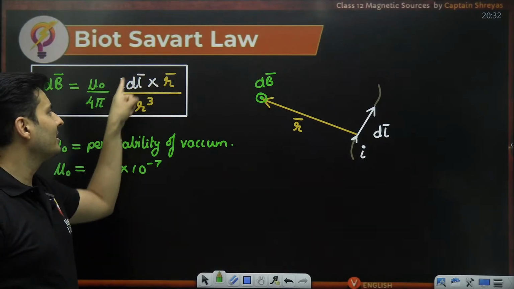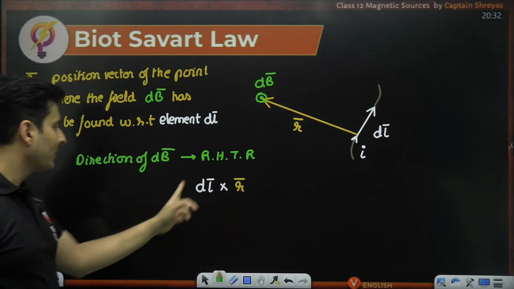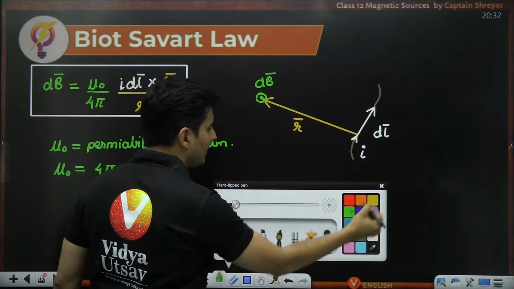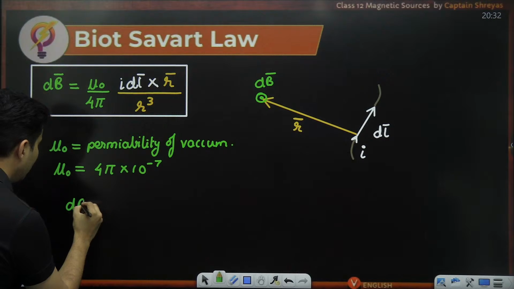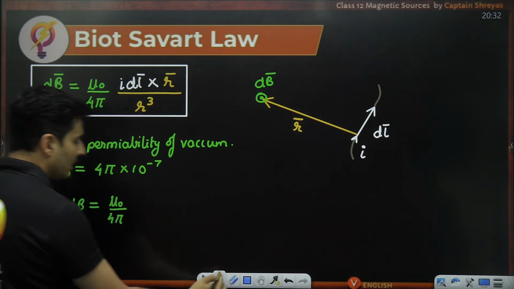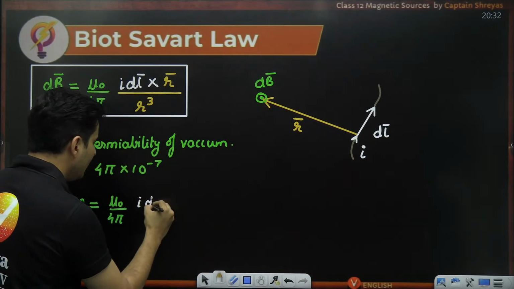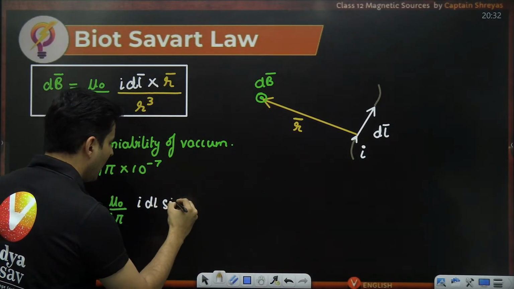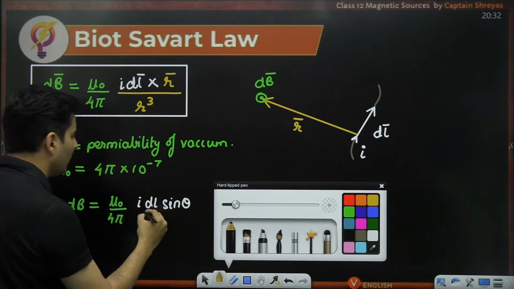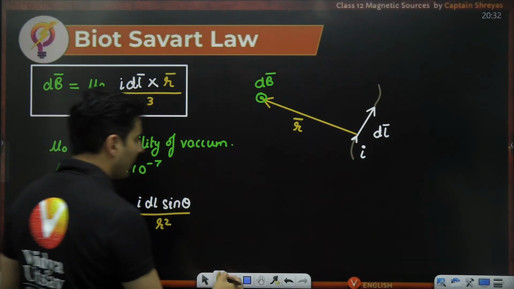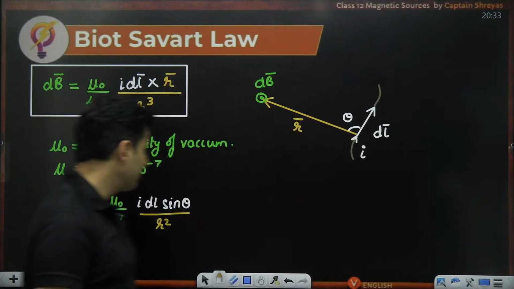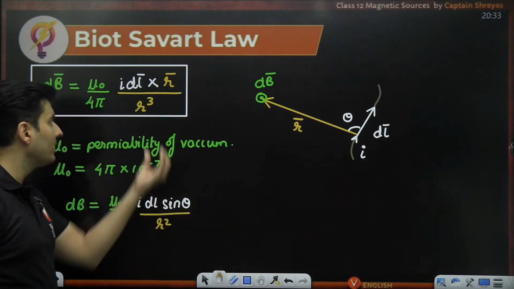I dl cross r. Do you see the cross product over here? Dl cross r is giving me the direction. If I don't want the direction, just the magnitude, that is straightforward. dB in terms of magnitude will be mu naught by 4 pi times I dl sine theta into r, but that r will cancel with r cube and we'll be left with r square. What is theta? Theta is basically the angle made between them, however much that angle is.